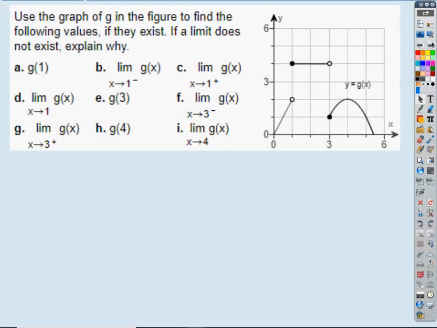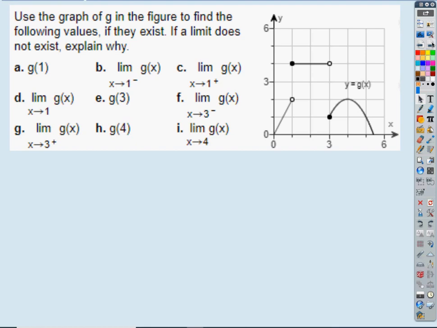Okay? Let's do a little practice. Let's try something like this here. Use the graph of G in the figure. So here's our graph of G. Find the following values if they exist. If a limit does not exist, tell me why. So let's just go through this. I want a different person to answer each part of this. You can volunteer on your own, but don't be afraid to be wrong. It's okay.